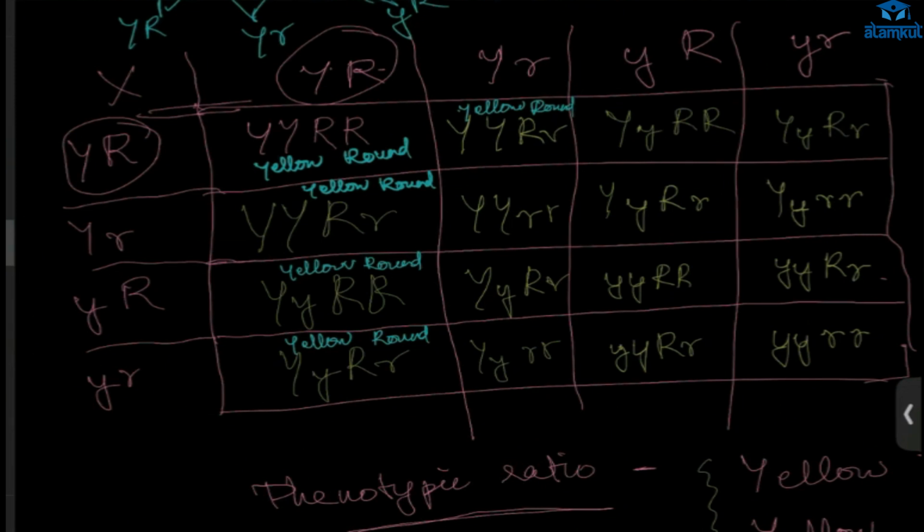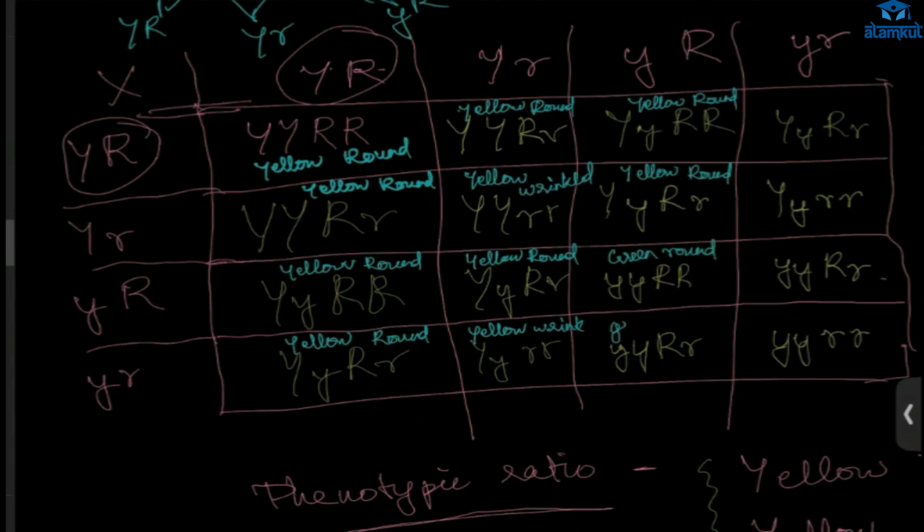Then it is correct. And this one, ma'am, yellow wrinkled. And this one, yellow round. Then this one, ma'am, yellow wrinkled. This one, ma'am, yellow wrinkled. Yellow round. Capital R, capital R. Yeah, okay. Round. And this one, ma'am, yellow round. Correct. Then this one, green round. Yes, green round. Of course, green round. Yes, correct.